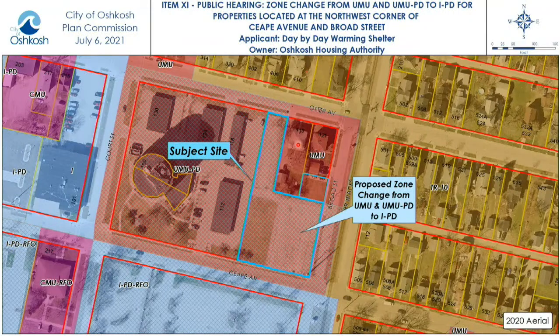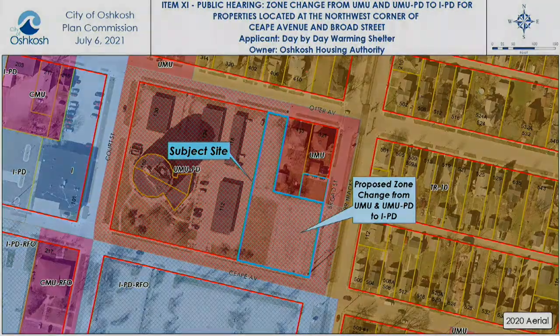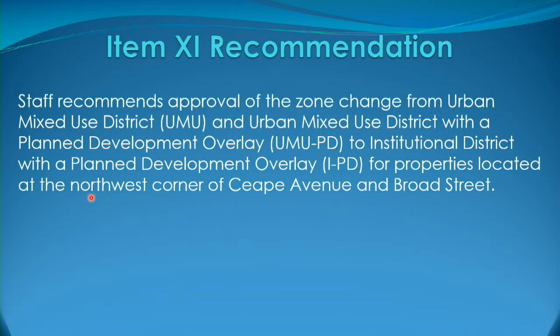This item was discussed at a plan commission workshop as well as a neighborhood meeting, and both had voiced support for the plans. So staff is supportive of the proposed zone change. It is consistent with the institutional districts in the surrounding area, shown in blue. It's also compatible with surrounding institutional, commercial, and high-density residential land uses, and also consistent with the 2040 comprehensive land use plan recommendation of Center City. So staff is supportive of the zone change to institutional with a planned development overlay.